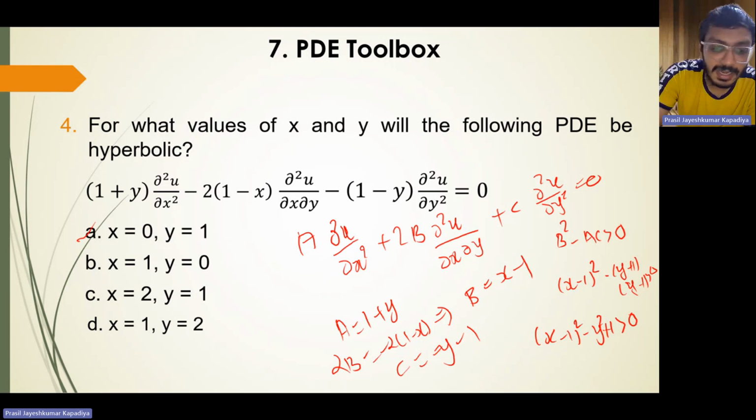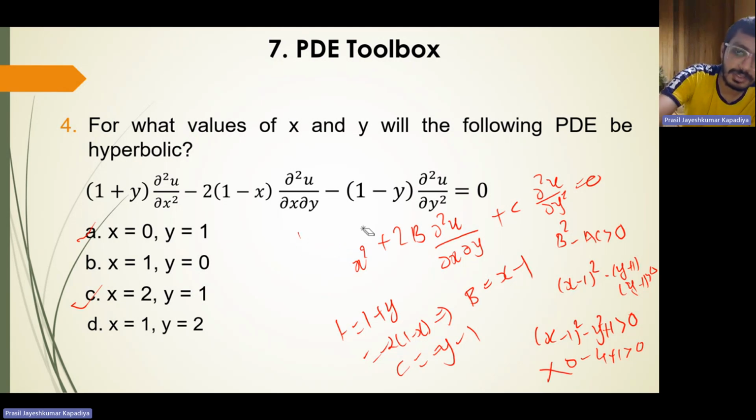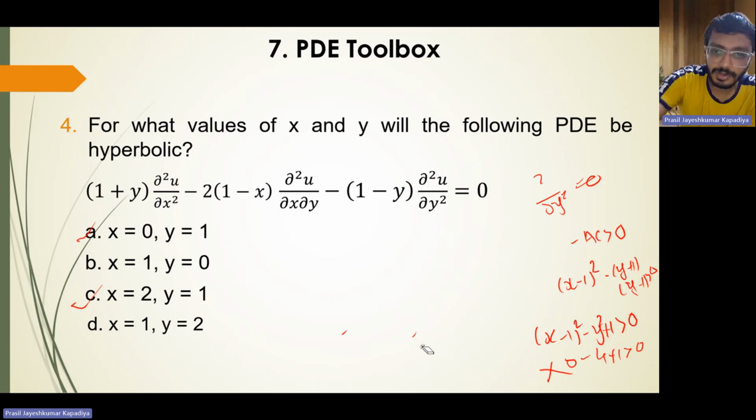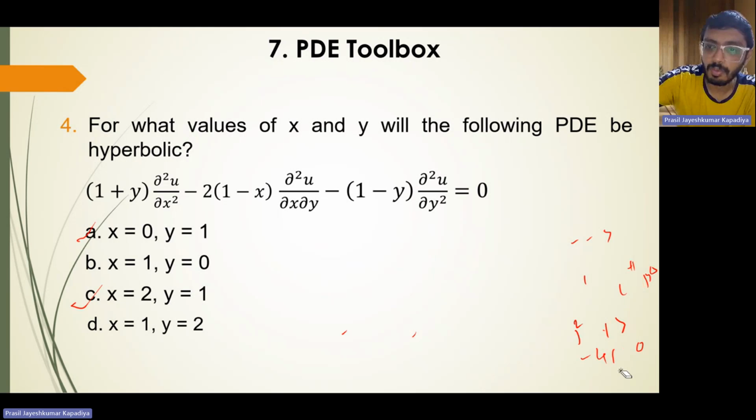Oh guys, I made a mistake. Let's again see option C. Option C is 2 comma 1. So (2 minus 1) whole square, 1, minus 1 plus 1, greater than 0. So this is also a solution. And here x is equal to 1, y is equal to 2. So (1 minus 1), 0, minus 2 square plus 1, greater than 0? No, this is not greater than 0. So we have two solutions. There can be many solutions, but from the options we have two solutions available for a hyperbolic kind of PDE. For elliptic, I guess it is less than 0.